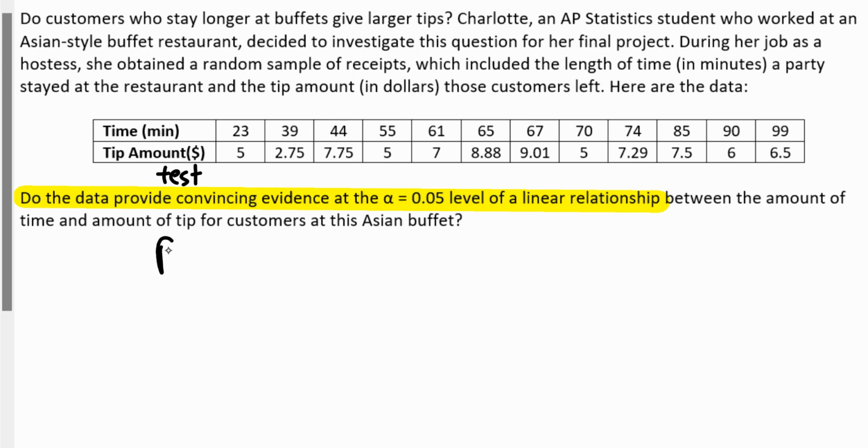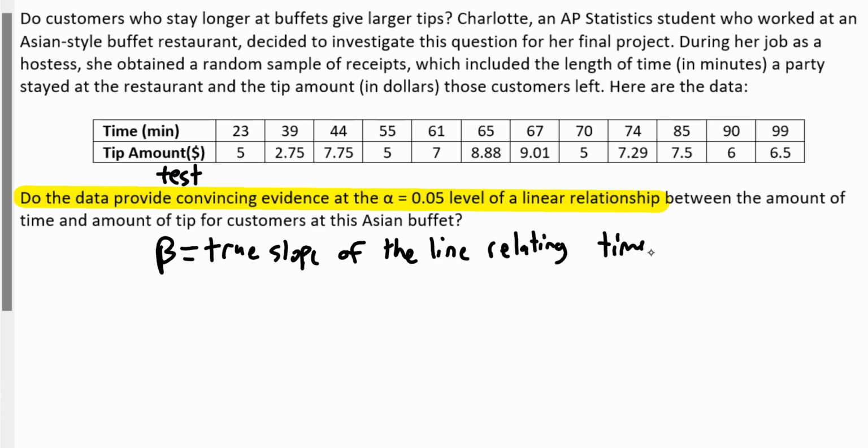Well, of course, we state the parameter, and this is going to be slope. So beta is the true slope of the line relating time and tip, so time in minutes, tip in dollars, for buffet customers, we'll say.